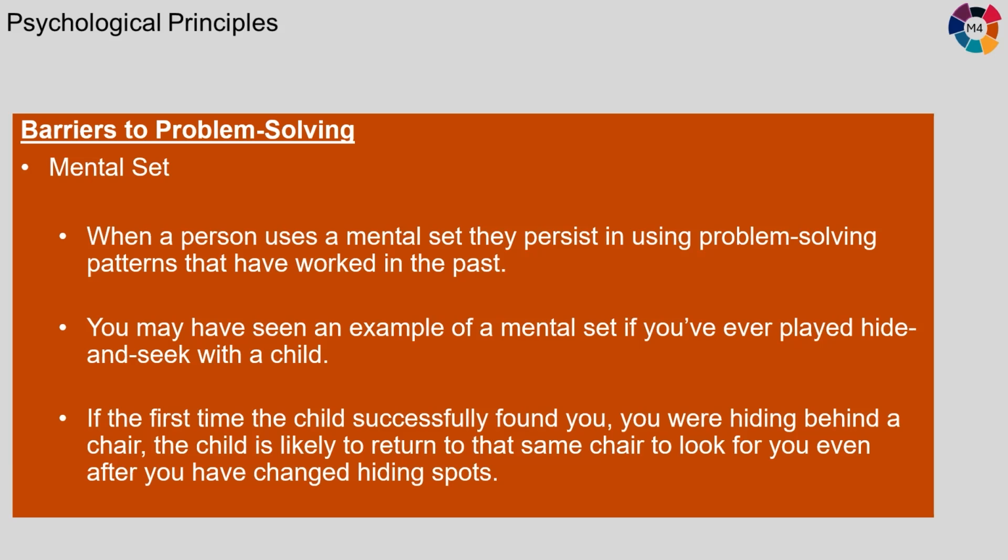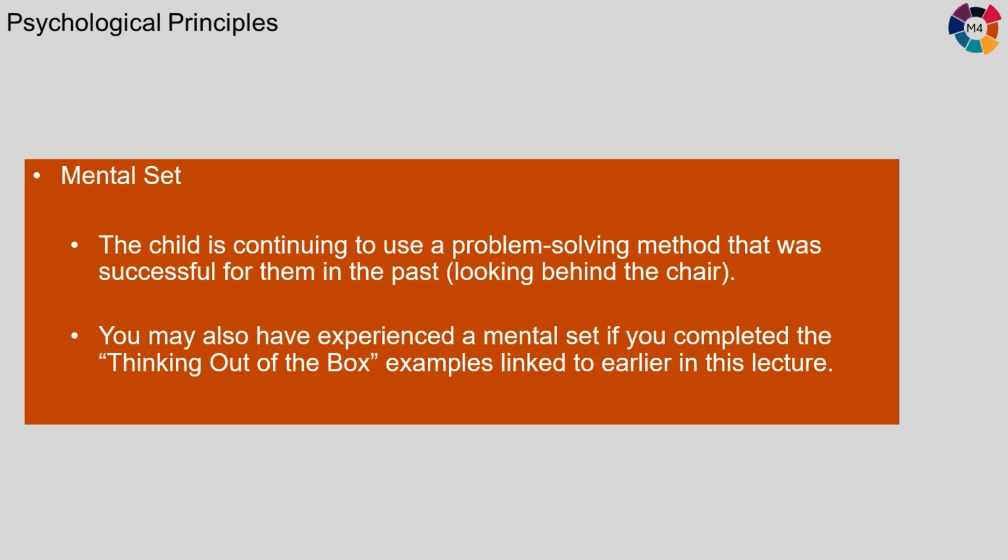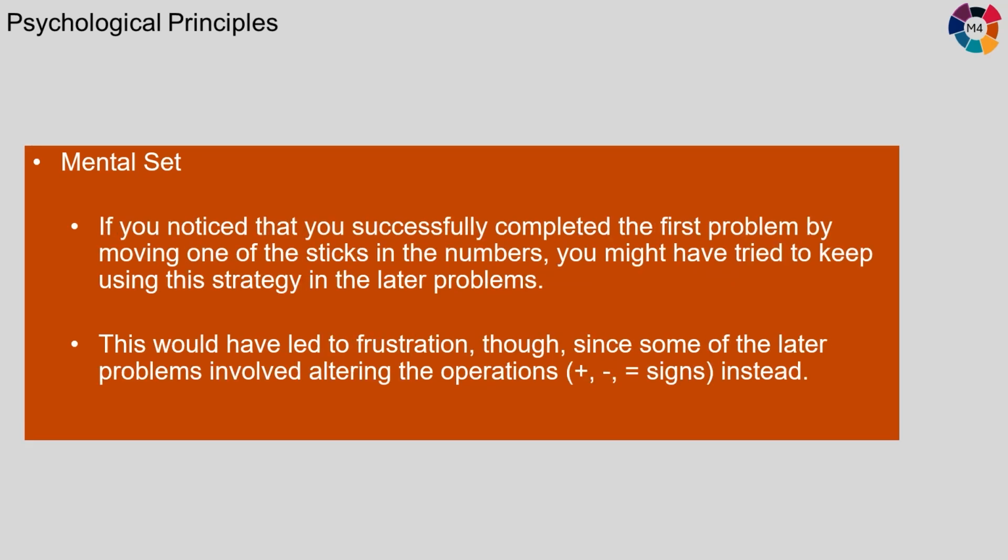The child is continuing to use a problem-solving method that was successful for them in the past, which was looking behind the chair. You may also have experienced a mental set if you completed the thinking out of the box examples that we talked about earlier in this lecture. If you notice that you successfully completed the first problem by moving one of the sticks in the numbers, you might have tried to keep using this strategy in later problems. This would have led to frustration, though, because some of the later problems involved altering the operation signs instead.